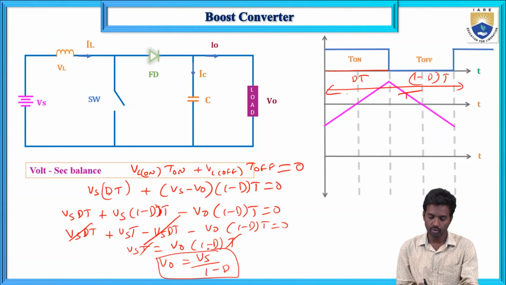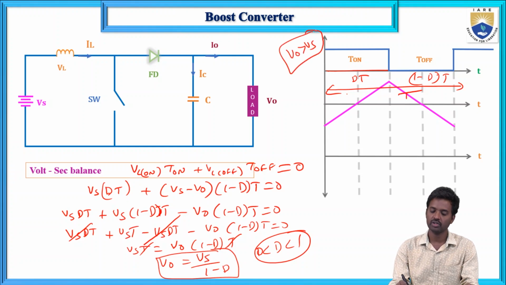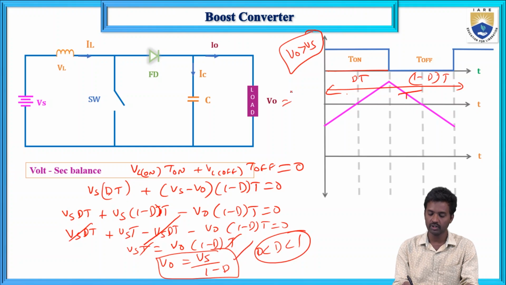So this is the output voltage. V naught equals supply voltage divided by (1 minus D). The D value is always between 0 and 1, which means V naught is always greater than Vs. So the supply voltage is always less than the output voltage. So that is the boost converter. This is the output voltage formula: the supply voltage Vs divided by (1 minus duty cycle).